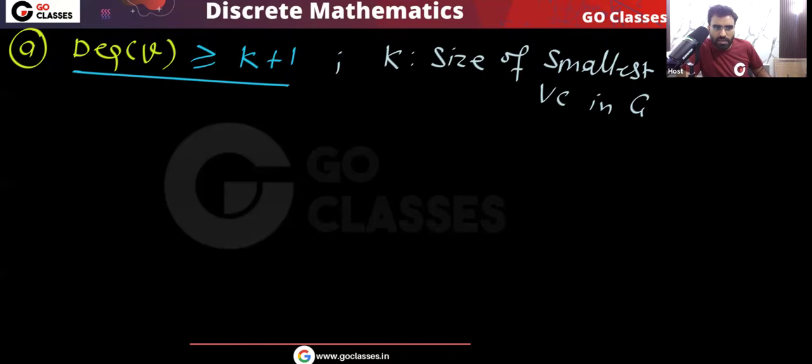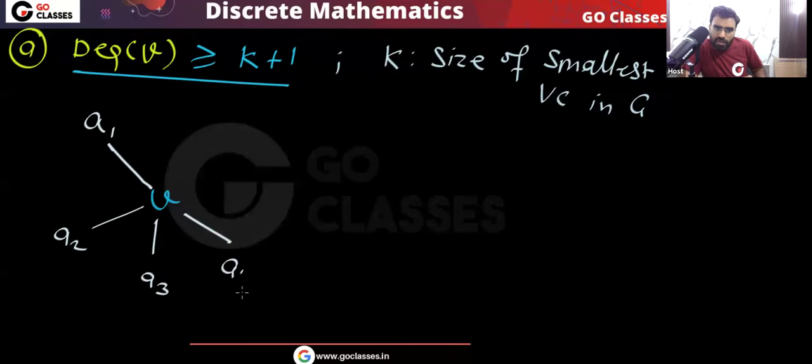Here, notice, for a moment assume that this vertex V does not belong to a smallest vertex cover. You have this vertex V, and it has degree at least K plus 1, which means it is adjacent to at least K plus 1 vertices. Let's say A1, A2, A3, A4, and so on, up to A(K+1). Do you agree that V is adjacent to at least K plus 1 vertices?